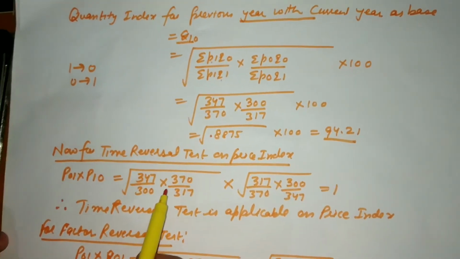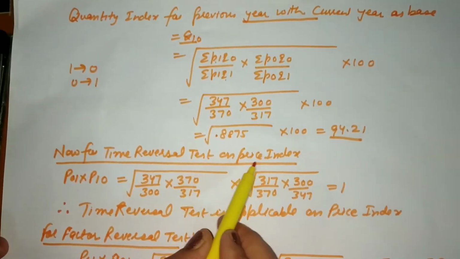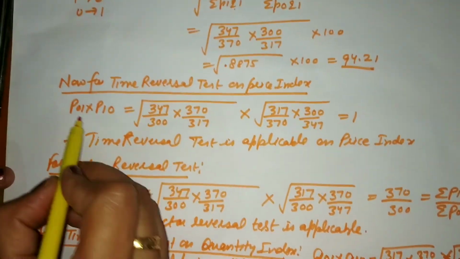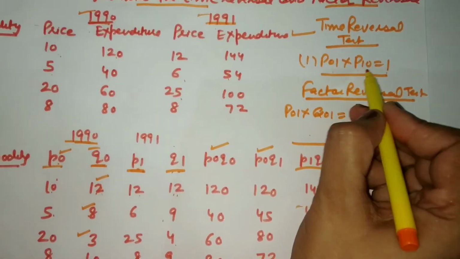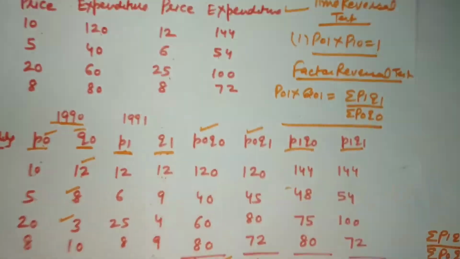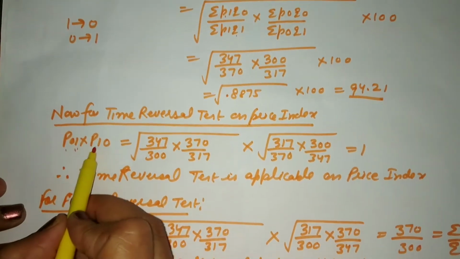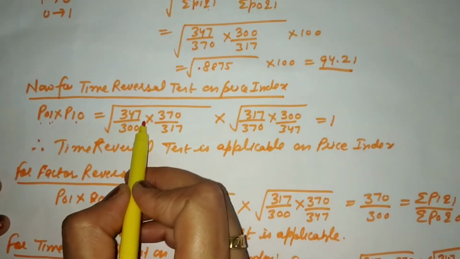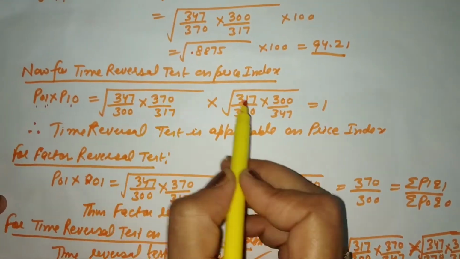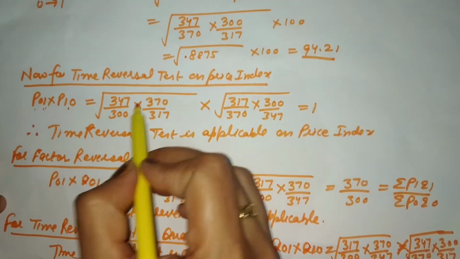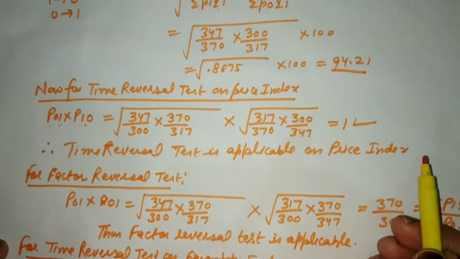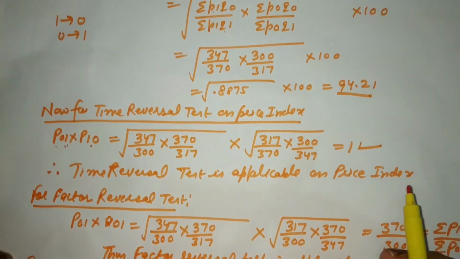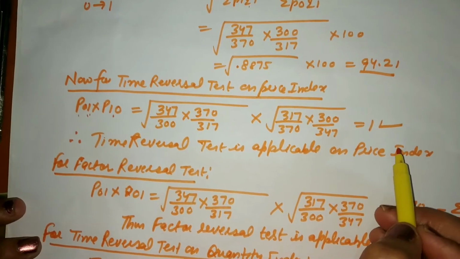Now I have to check the time reversal test for the price index. The condition is I have to verify P01, because I have already written the first. Whenever I have to check the time reversal test, then P01 into P10 is equal to 1. It should be 1. So I am using P01 into P10. I have already calculated these in the previous sheets. This is the value of this function and P10 is this one. After simplification, I am getting 1. So the time reversal condition is applicable for the price index in the case of Fisher. In the case of Fisher, our time reversal condition is satisfied.